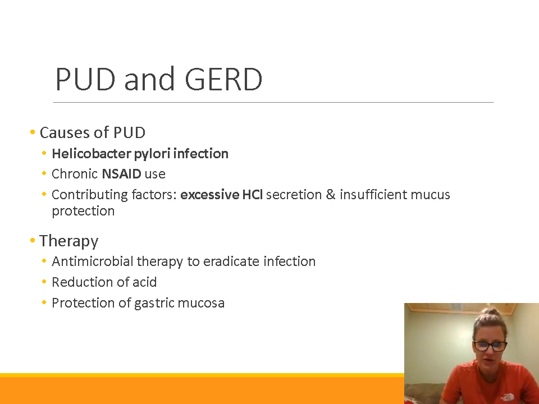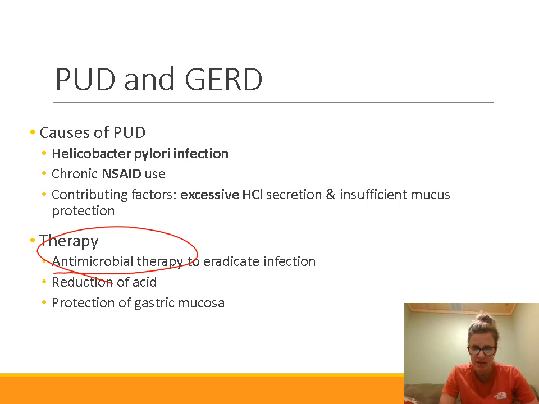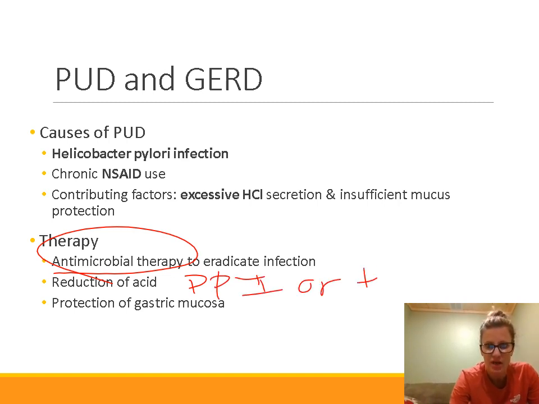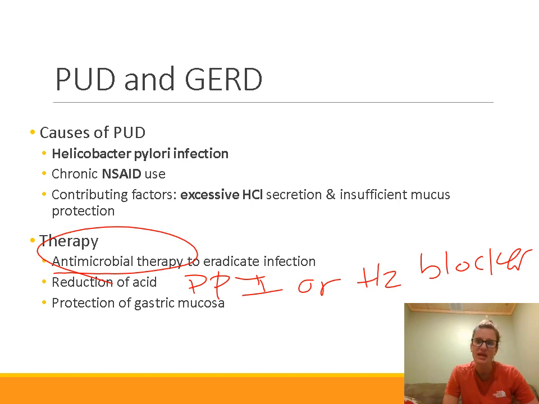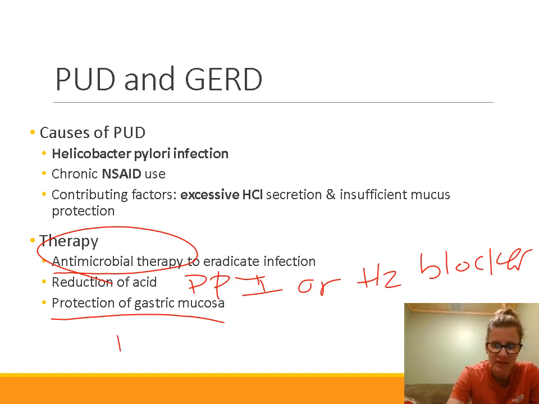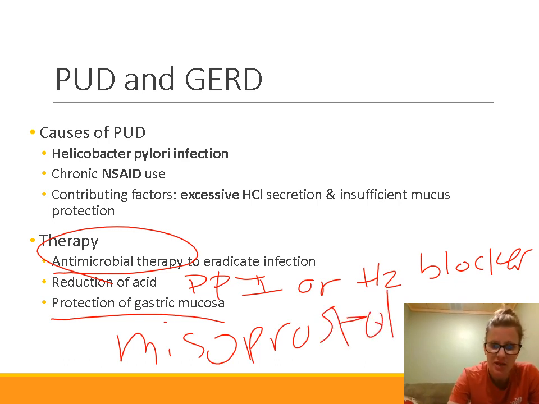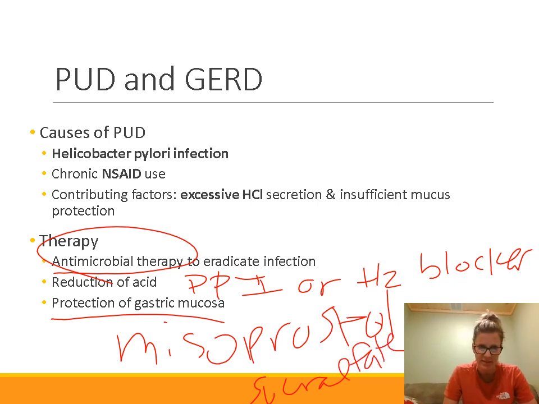Therapy for peptic ulcer disease and GERD include antimicrobial therapy in order to eradicate the H. pylori infection if it's there. We use a combination of drugs for H. pylori. Reduction of acid via a proton pump inhibitor, a PPI, or an H2 antagonist, a histamine 2 H2 blocker. And then we can also utilize protection of the gastric mucosa with something like misoprostol, which increases mucus protection in the stomach, or sucralfate. We'll talk about all of these agents in this lecture.